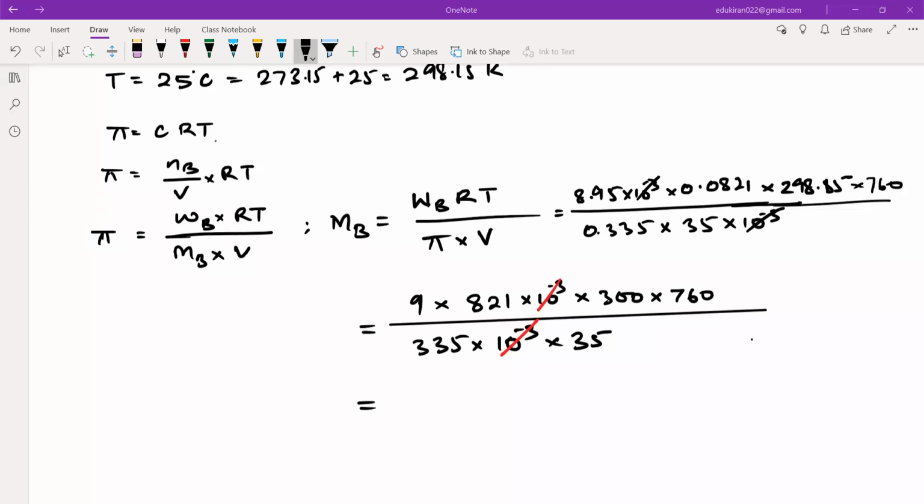Is no one getting the answer? Abdul Rahman. Okay, Sarah, sending. So it is approximately 14193 grams per mole, the exact one.